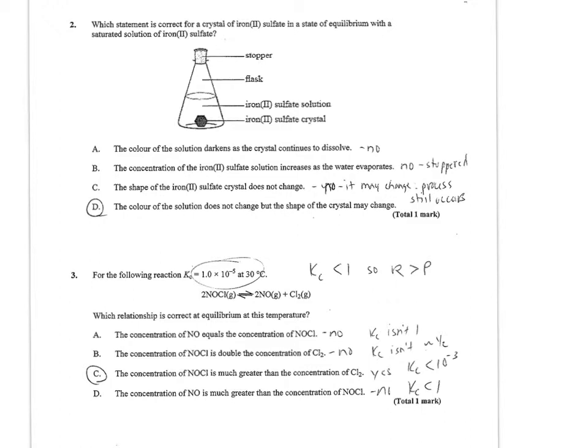Plus, the 2-to-1 ratio is true for the molar ratio, but that is not true at equilibrium at all. So don't mix those up. Molar ratios and equilibrium concentrations are not the same thing. C, the concentration of NOCl is much greater than the concentration of Cl2. That is true because of the small exponent there, the 10 to the minus 5th. We know that the equilibrium lies far to the left or far to the reactant side. And D, the concentration of NO is much greater than NOCl. No, we know that the concentration of reactants is much greater. So C is my best choice.